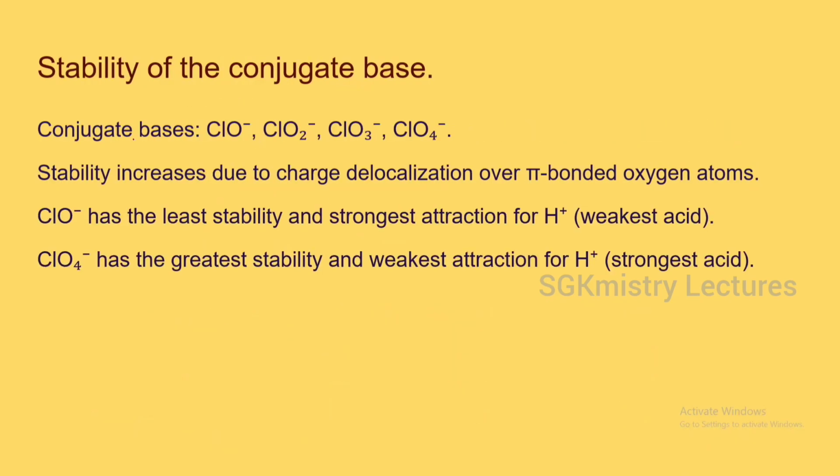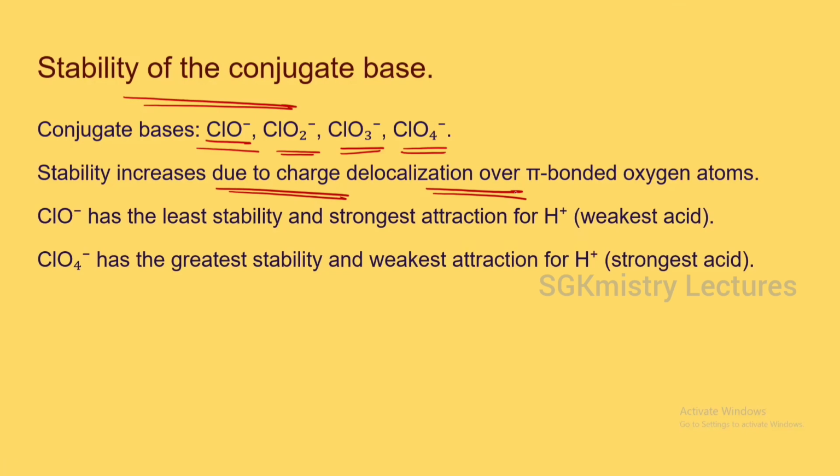Next, talking about the stability of the conjugate base. Here we are again comparing the same molecules we discussed in the previous factor. These are the conjugate bases formed by the removal of H plus ions. The stability increases due to charge delocalization over the pi bonded oxygen atoms. The conjugate base is formed by the loss of a proton, and it is stabilized mainly by the charge distribution.